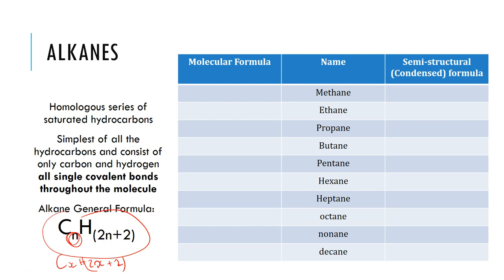So let's have a look. Molecular formula is our CH4. So 1 carbon to 4 hydrogens in every methane molecule.